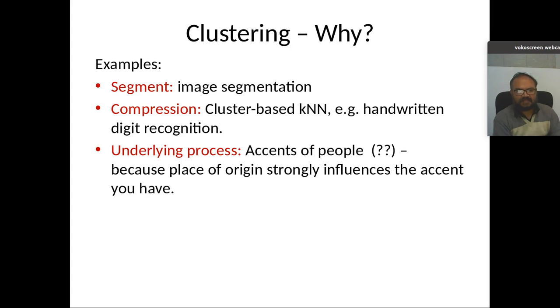Let's see some examples. The example of segmentation could be image segmentation. Compression normally uses cluster-based KNN. For example, it can be used for handwritten digit recognition. And the third type of problem, which was identifying the underlying process, let's say accents of people, because place of origin strongly influences the accents we have. So you can group the people into different clusters based on their accents.